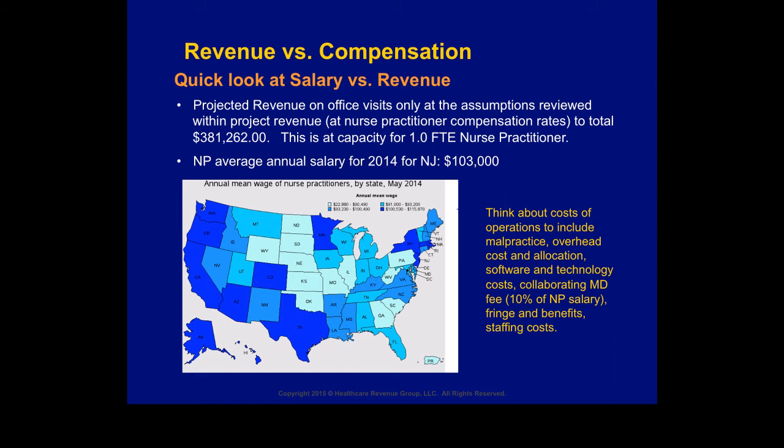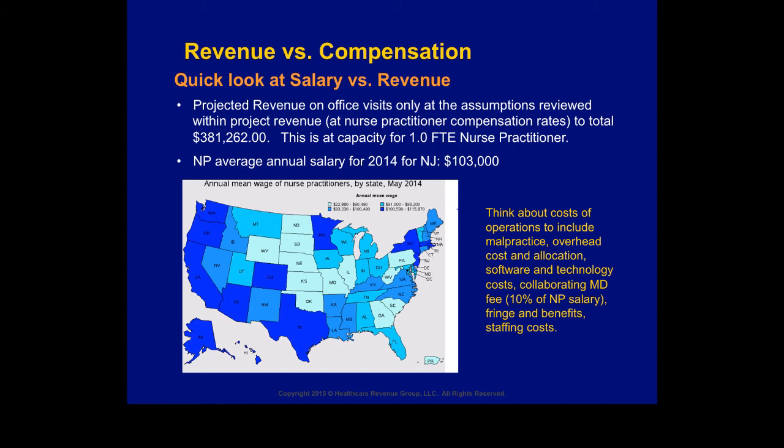Now, we have not included costs. You do have to have malpractice coverage. I do have overhead cost allocation. I do have software and technology that I have to use to bill. I do have collaborating physician fees I have to pay, usually about 10% of the NP salary. I do have fringe and benefits that you want paid, because that's important. And we have some staffing costs, because you have to have a biller, a scheduler, and somebody saying hello to the person when they come into your practice. So there are some costs between that 103 and 381.